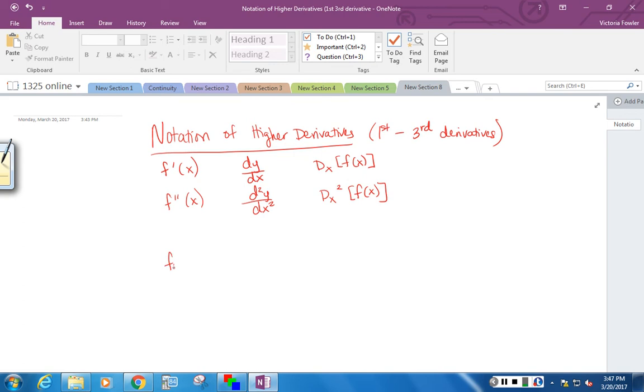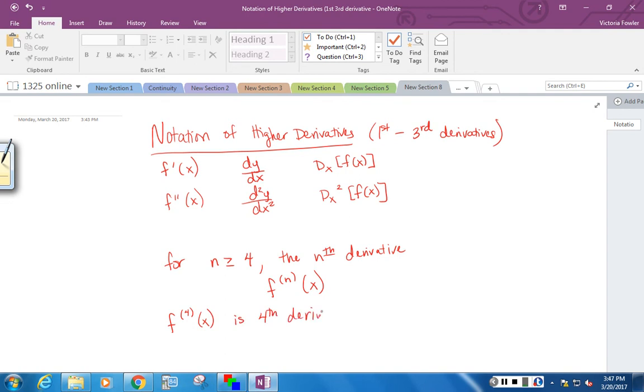Where it becomes more interesting is where we talk about n greater than or equal to 4, where we're talking about n being the derivative. And we would denote that as f and then a superscript in parentheses. And so if I were talking about the fourth derivative, you would see f and then the superscript parentheses 4 of x, and that's saying the fourth derivative.